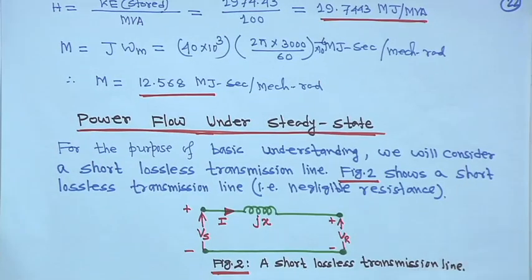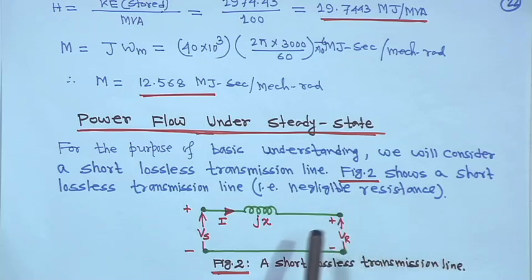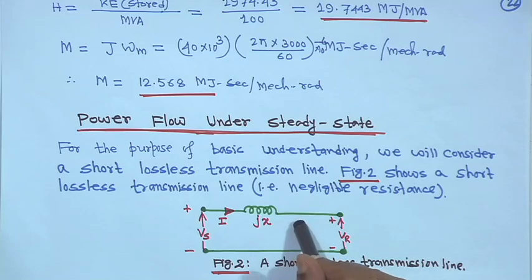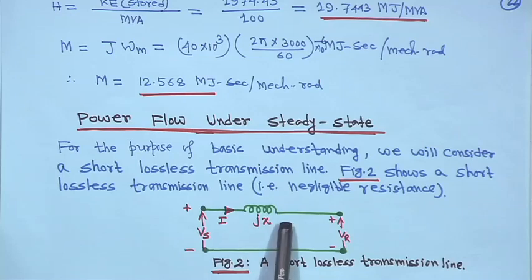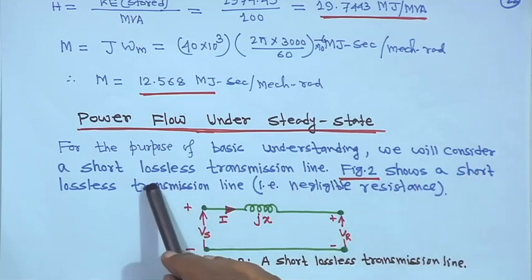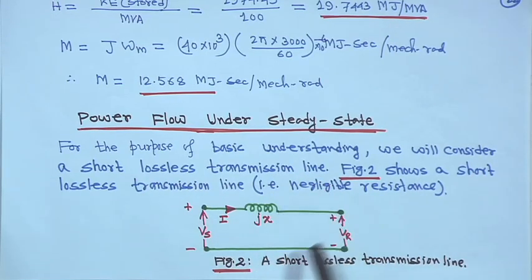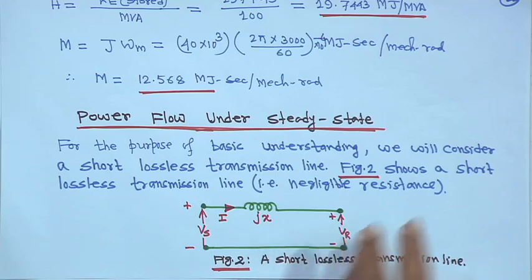Now, let us come to the power flow under steady state condition. We will take a short transmission line, and we will assume that resistance is neglected, so only reactance is there for the transmission line. As resistance is neglected, the line is a lossless line. For the purpose of basic understanding, we will consider a short lossless transmission line, as given in figure 2, with negligible resistance. There is no resistance in the line. For transmission line performance characteristics we have seen considering R, but here we will not consider R.